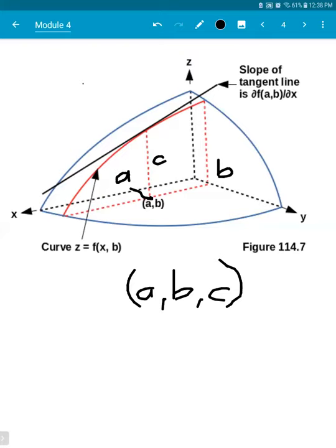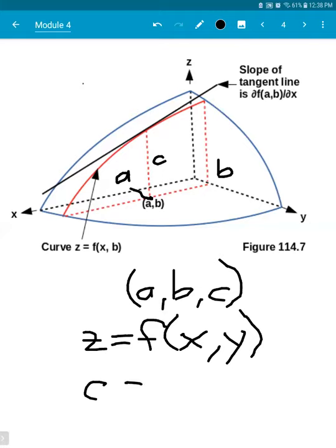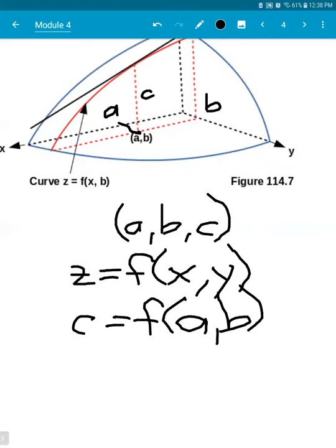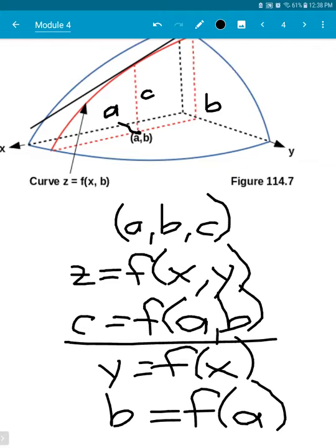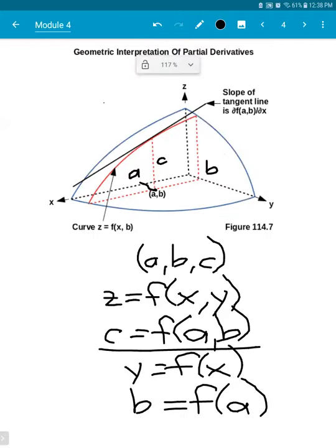And if it's a point on the surface, where the surface is z equals f of x, y, C must satisfy C equals f of A, B. So instead of having, as in a single variable function y equals f of x, where you evaluate it at A, so you have B equals f of A, you have three coordinates now, A, B, C, where C equals f of A, B.